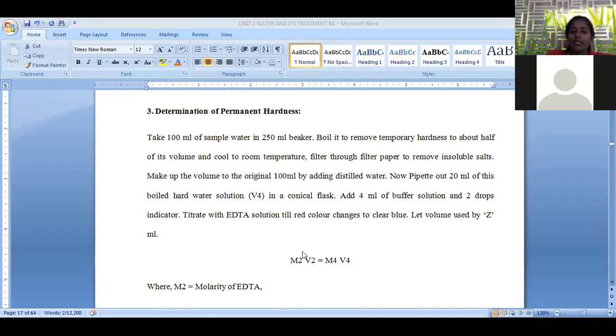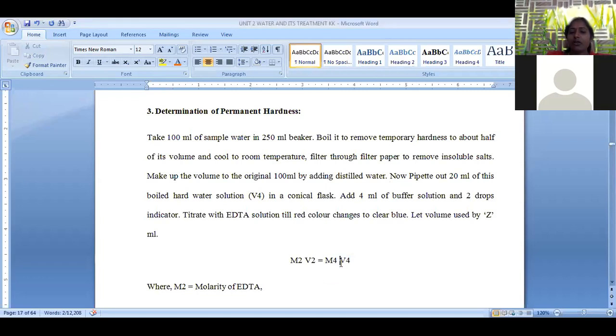Okay. Now in this, M2 is known, that is the molarity of EDTA is known. Volume of EDTA is nothing but the volume of EDTA consumed for the titration in this step. How much volume of EDTA consumed for the titration? That is the burette reading value we have to insert. M4 we have to calculate in this step, that is permanent hardness molarity M4. Volume of permanent hardness is nothing but what we are taking, then M4 is equal to M2V2 by V4.